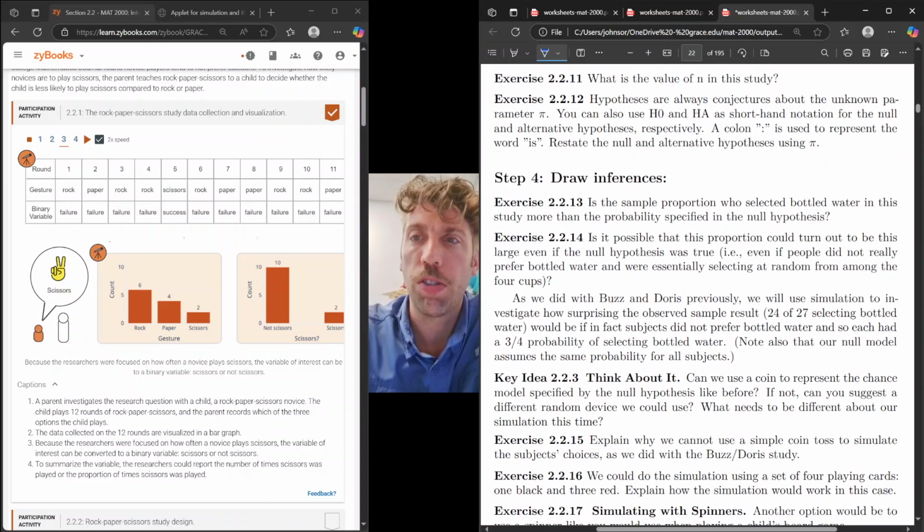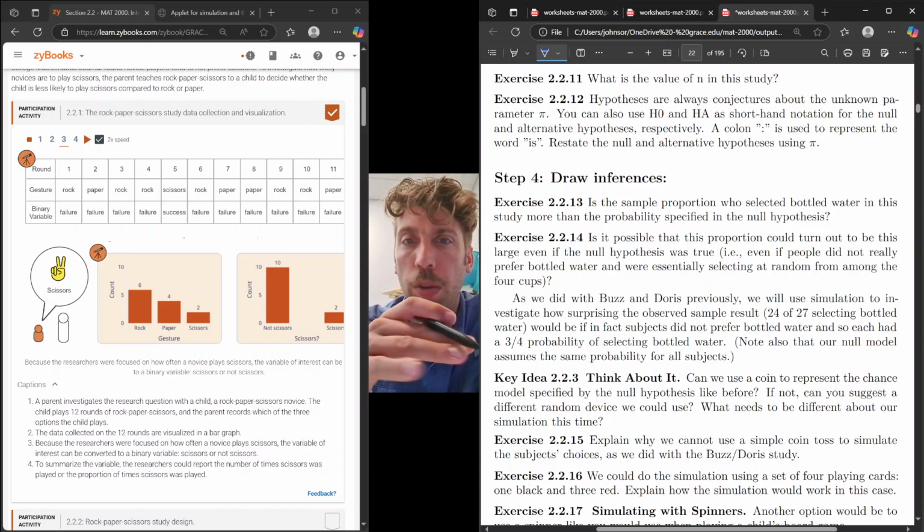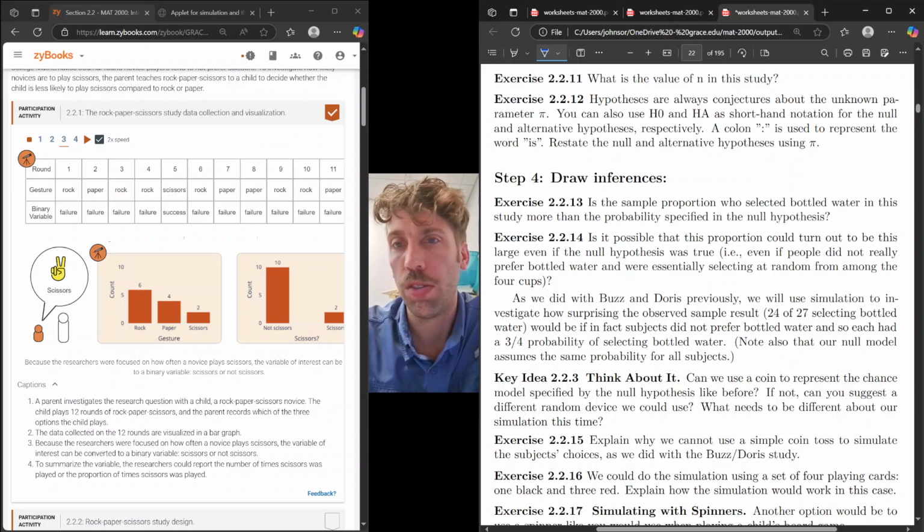Hypotheses are always conjectures about the unknown parameter pi. You can also use H0 and HA as shorthand notation. A colon is used to represent the word "is." So restate the null and alternative hypothesis using pi. You can just use the symbols instead of the words like you did last time.